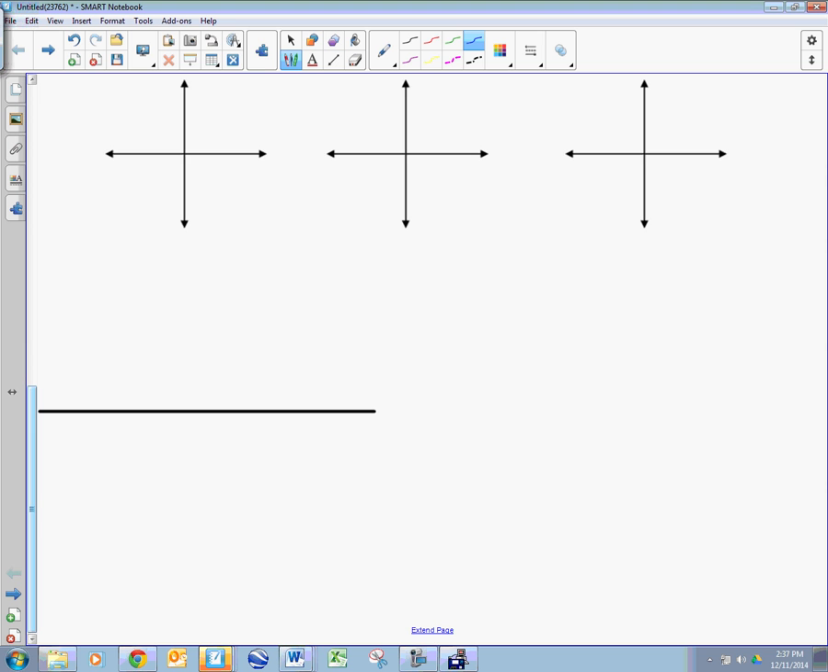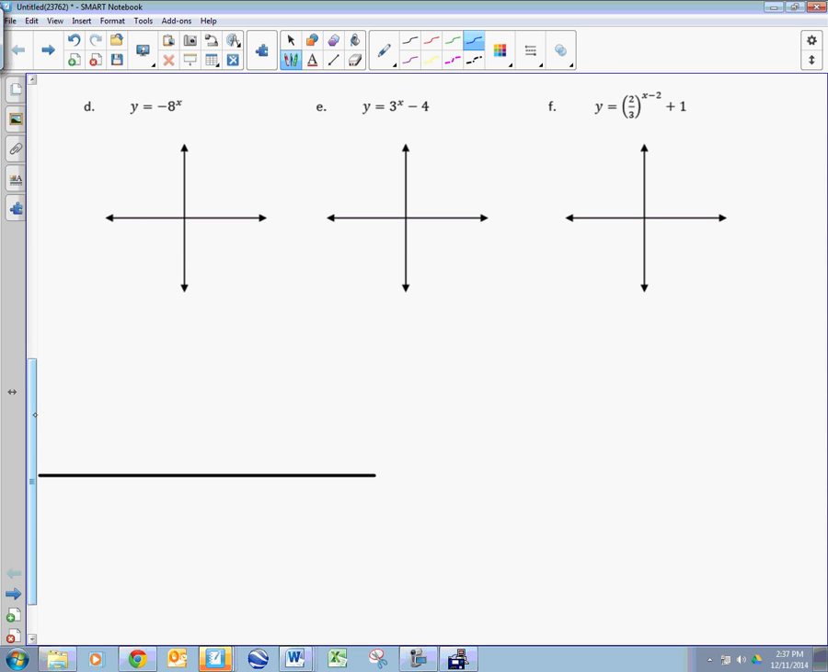D. How does D differ from the others? What does a negative on the front of the function do to it? Flips it over the x-axis. It is a vertical flip. So instead of passing through the point 0, 1, it will pass through the point 0, negative 1 because it flips over the x-axis. If you flip the asymptote, since it's on the x-axis, it will stay where it is.